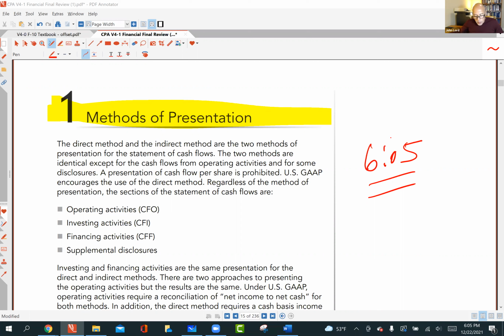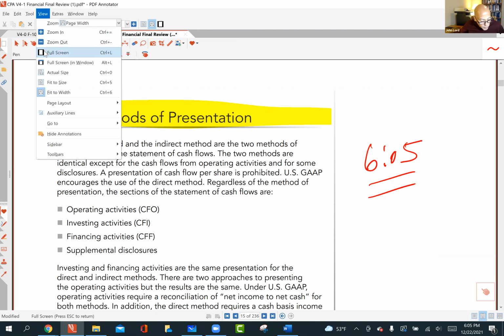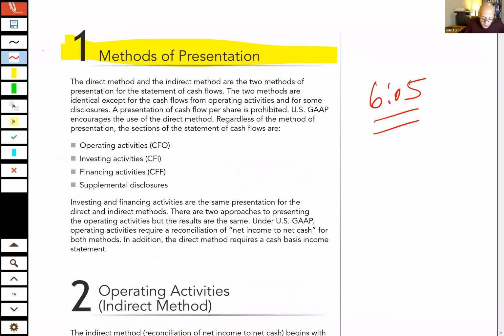Okay, guys, let's go ahead and jump in to the final review material for the statement of cash flows. I'm going to put this in full screen here, and let's just spend some time with this. Again, I'm thinking 10 points, statement of cash flow stuff on the exam, very common, okay?